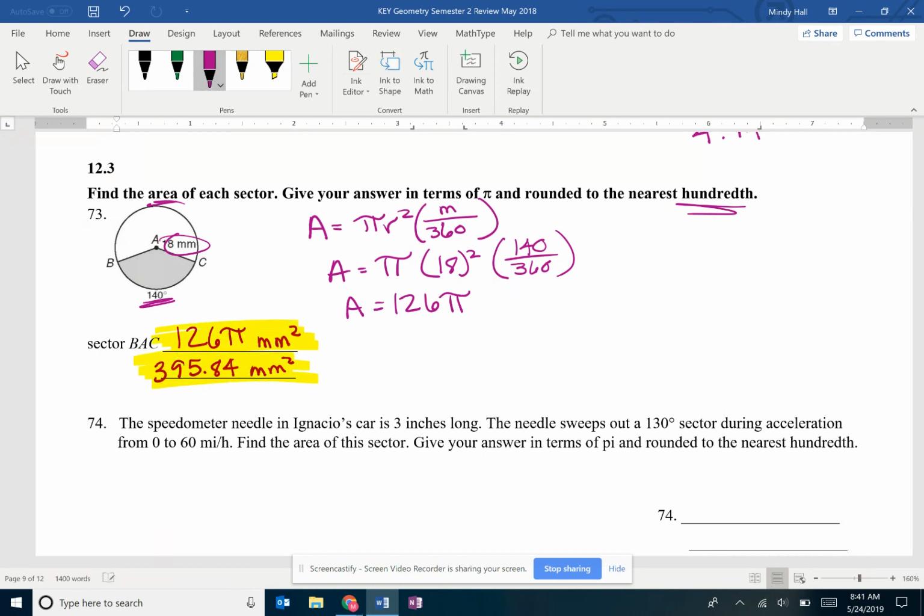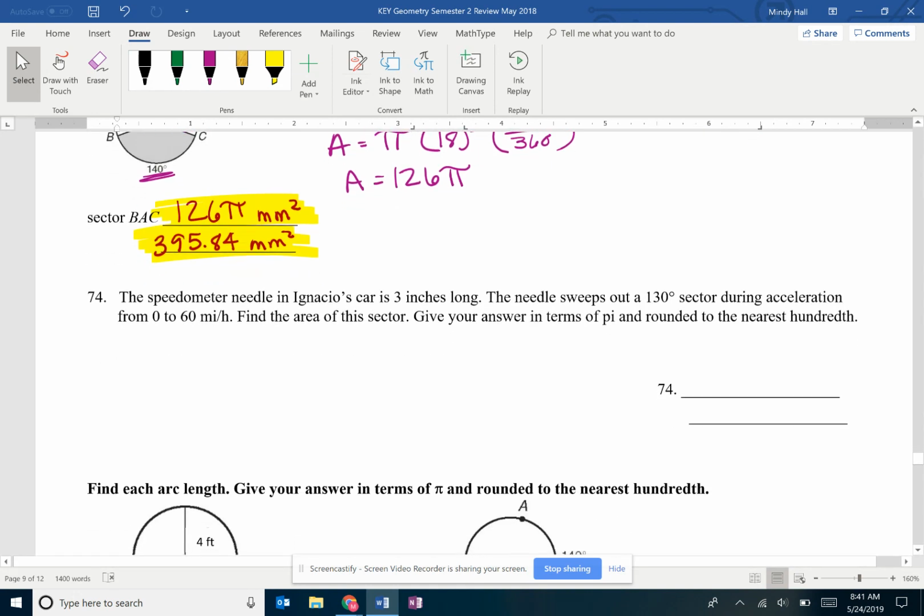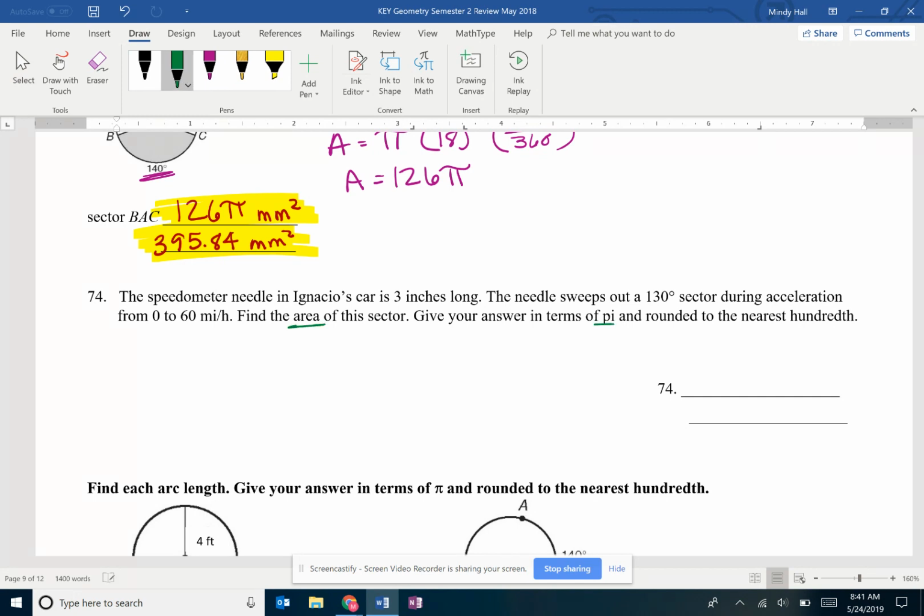All right. So 74, the speedometer needle of Ignacio's car is 3 inches long. The needle sweeps out a 130-degree sector during acceleration from 0 to 60 miles an hour. Find the area of this sector, and then give your answers in terms of pi and round to the nearest hundredth. So if you think about a speedometer, even though it's not a full circle, they are just telling us that this speedometer goes from 0 degrees all the way to 130 degrees.